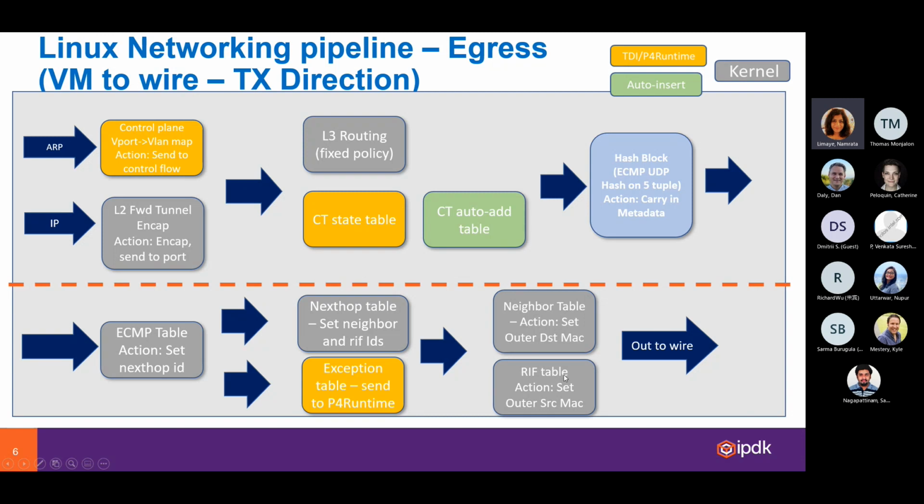So after you have built a complete packet with the outer dest and outer source MAC, the packet goes out to the wire. So this is the VM to wire TX direction. For a packet from VM to VM, we will go from the TX direction into your RX pipeline to go into the VM. So this is your egress pipeline.